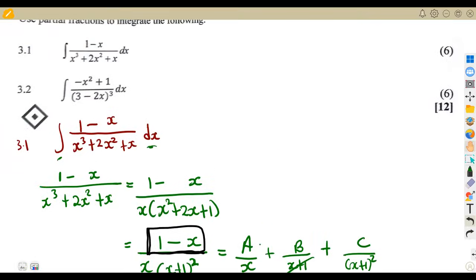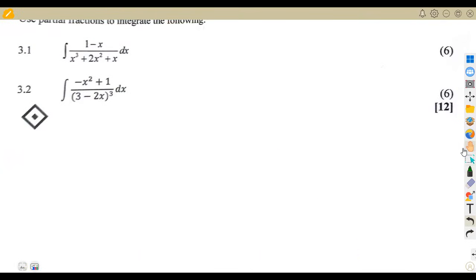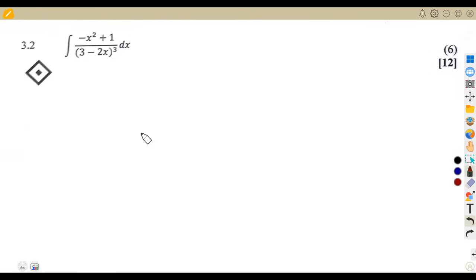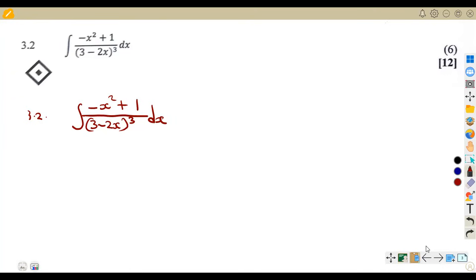All right, let's check 3.2. Again, we have a partial fraction there. So on 3.2, you're asked to integrate minus x squared plus 1 over (3 minus 2x) to the exponent of 3, with respect to x. Okay, so if we check this one, it's a repeated linear that we have, which is the first part that I was showing you guys here.